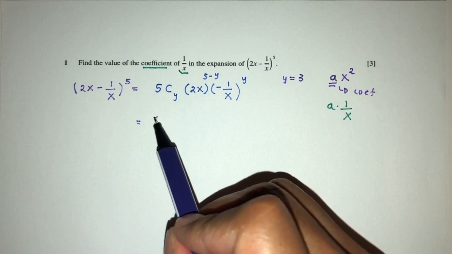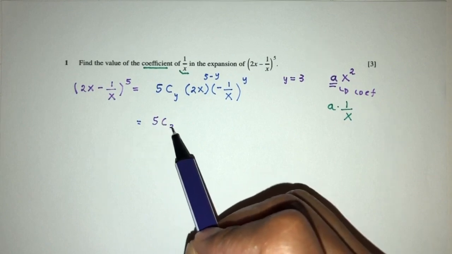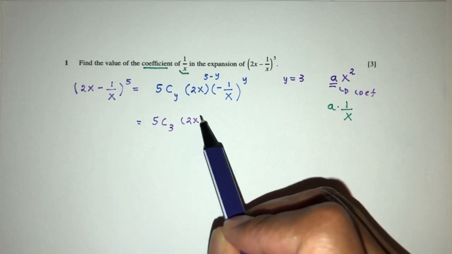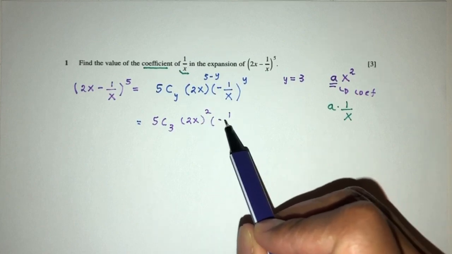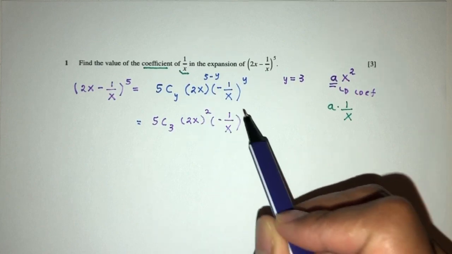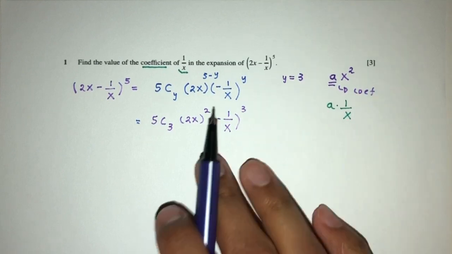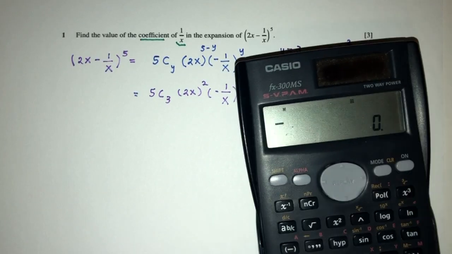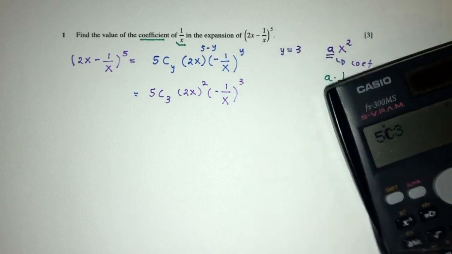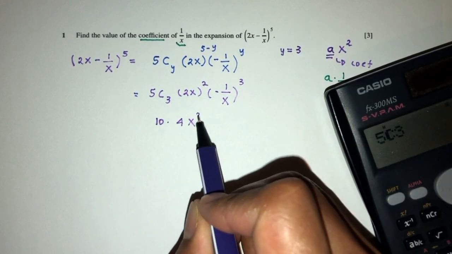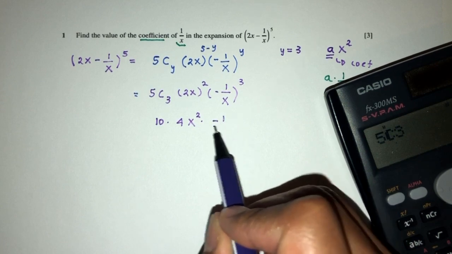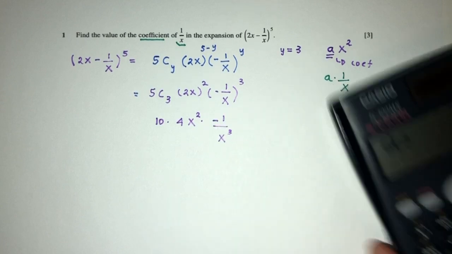So you will have 5 choose 3, that will be 2x, 5 minus 3 is 2, and then minus 1 over x, that will be 3. So now you can see, in this case, I will have 5 choose 3, that will be 10, that will be 4x squared multiplied by minus 1 over x cubed.